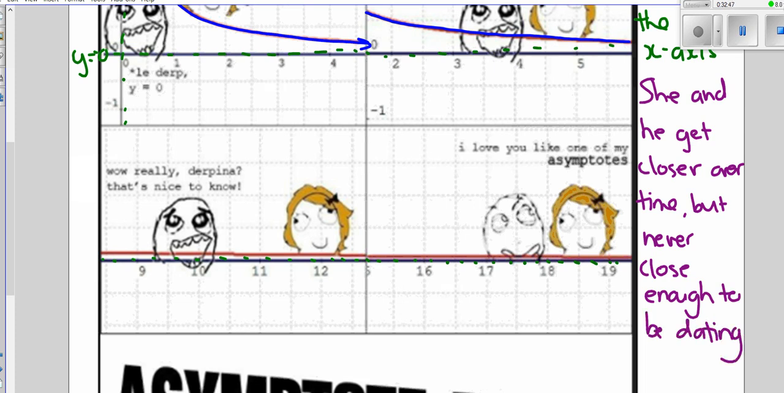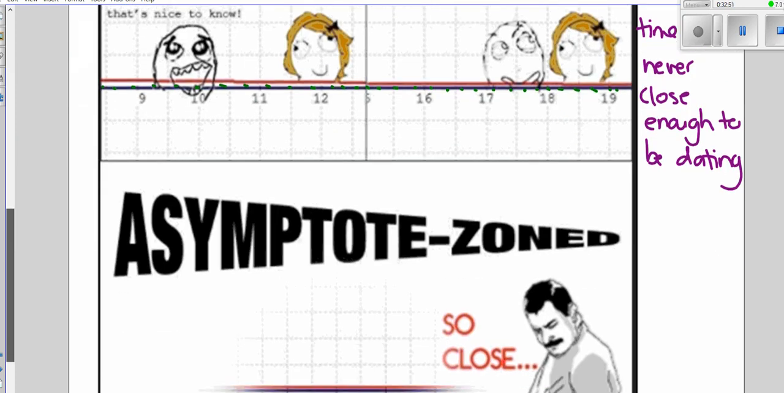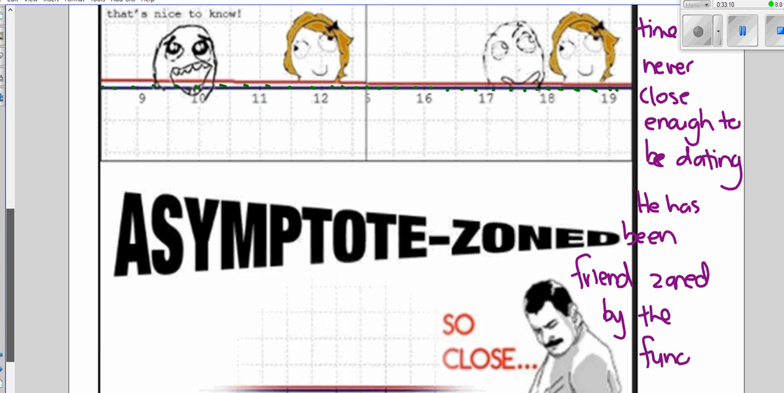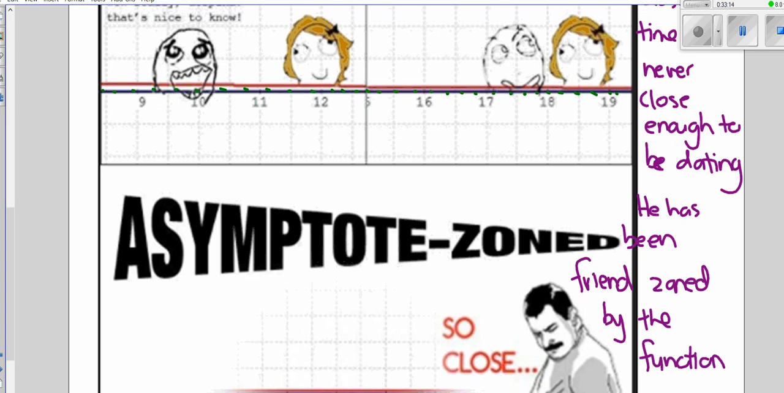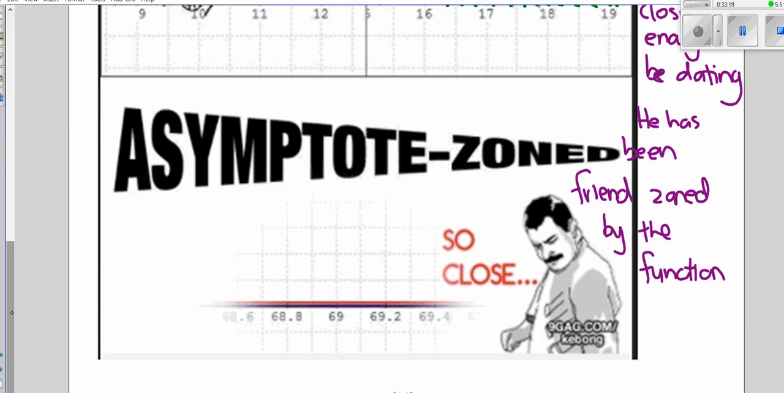So she's compared him to liking one of her asymptotes. I mean, she's never going to be close enough to an asymptote. So never dating. So he has been friendship zone, or friend zone, by the function. So she said, I like you like your friend, basically. If that makes any sense, if that's confused you more, that's fine. Just ignore this page. And just keep moving along. Let's do some normal, regular examples.